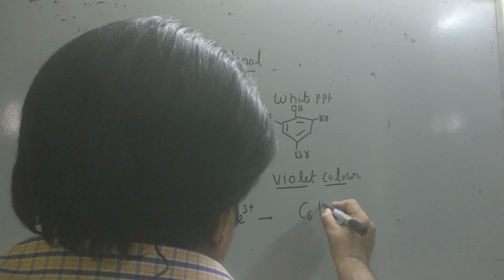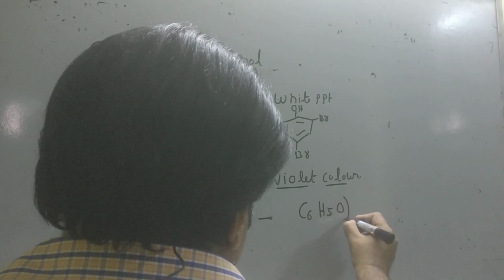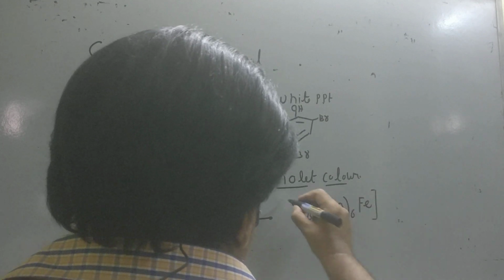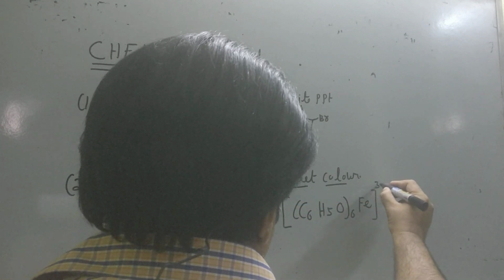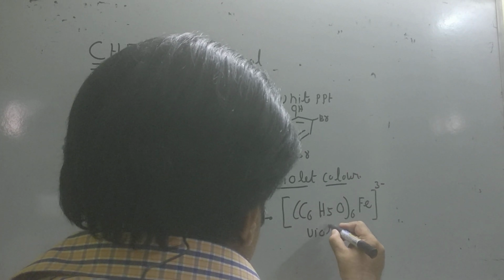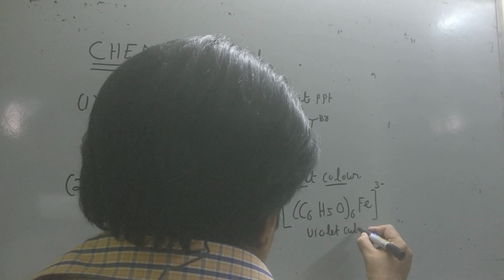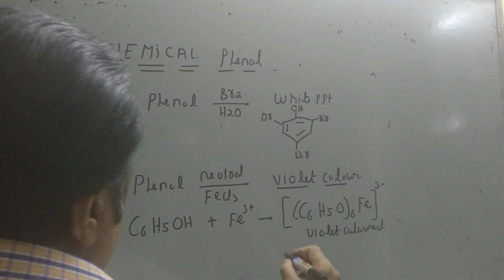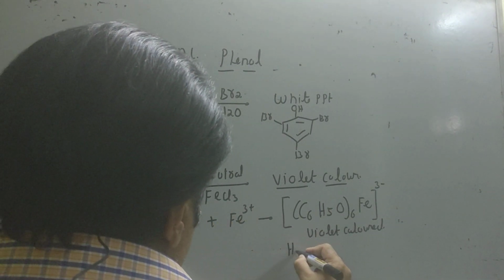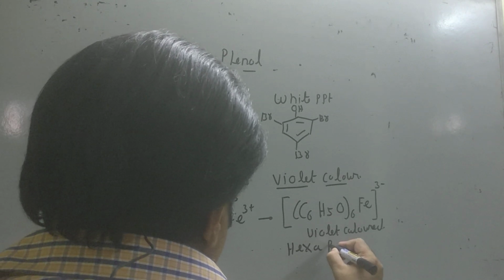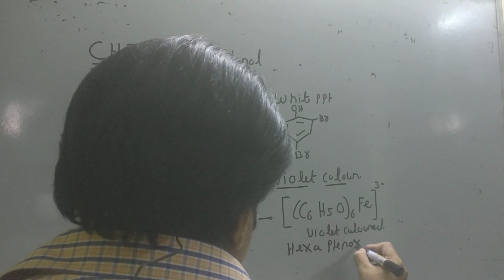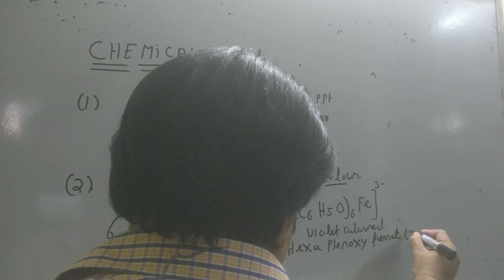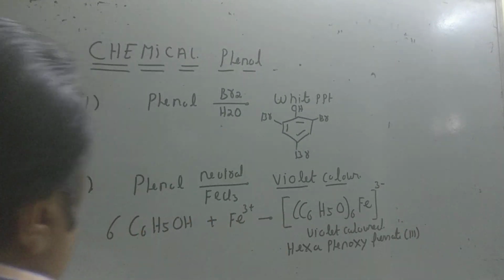You get a violet colored compound, a complex compound having a violet coloration. It's a violet colored complex compound. If you want to know its name, it is called hexaphenoxyferrate(III).